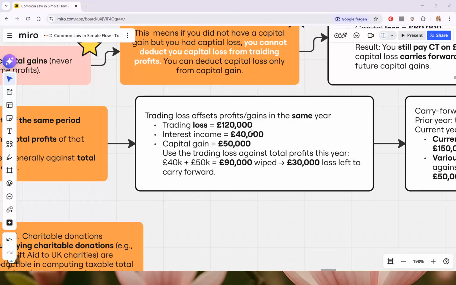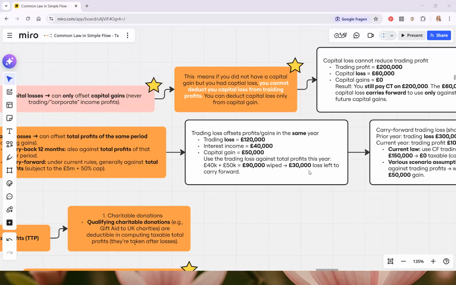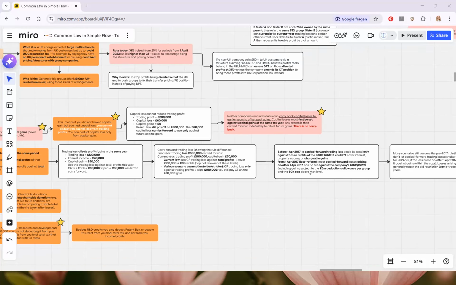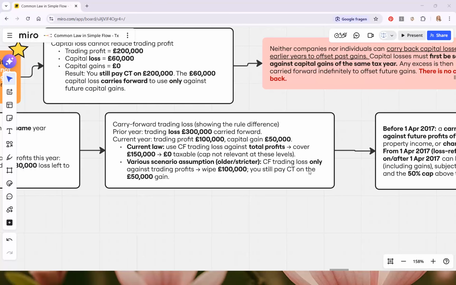Example: trading loss 120K, interest income 40K, capital gain 50K. Use the trading loss against total profits this year. First, 40K plus 50K is 90K. Wipe that out, and a 30K loss is left to carry forward. This is the carry forward trading loss, showing the rule difference.